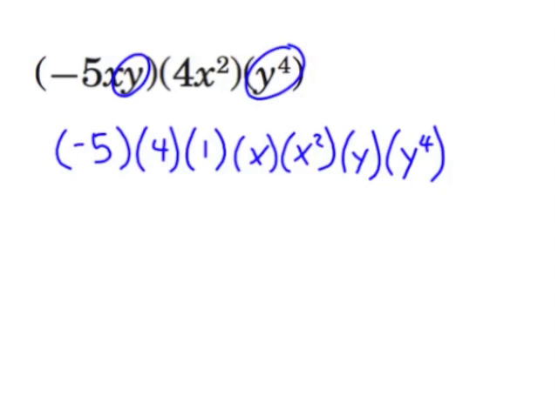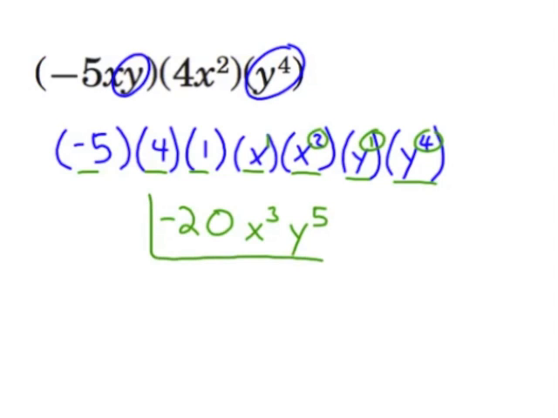Once you're sure you've included every single factor, then it's just a matter of doing the math, doing the multiplication. Negative 5 times 4 is negative 20, times 1, negative 20. X times x squared would be x to the power of 3, very good. And y times y to the fourth would be y to the 1 plus 4, 5. So our answer is negative 20 x cubed y to the power of 5.